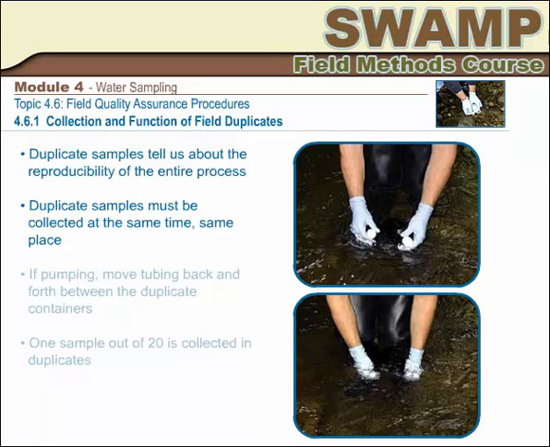When wading, duplicates are collected at the same time and place, side by side if possible. If you are using a pump, the duplicate sample should be collected at the same time by moving the output tubing between the two containers and alternating for several increments. If this is not feasible, collect the duplicate immediately following the primary sample. Field duplicates are currently submitted for SWAMP efforts at a rate of 5%, meaning that 1 sample out of 20 is collected in duplicate. If less than 20 samples are collected during an event, submit 1 set of duplicates per event.